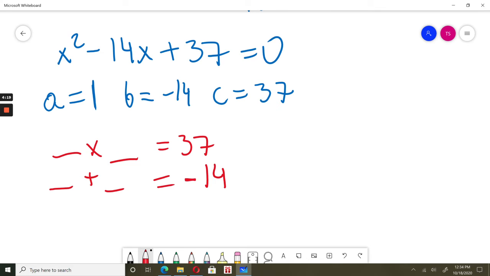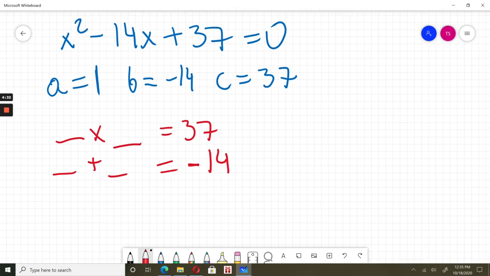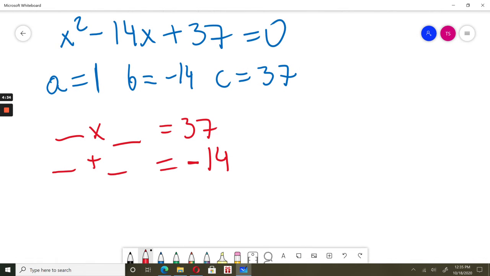And 37 is probably a prime number. So the only way to make 37 is negative 1 times negative 37. But that would not work for adding those numbers. What it means is I cannot solve this equation by factorizing. So I can solve this by completing the square or the quadratic formula. This time I will solve this by using the quadratic formula.